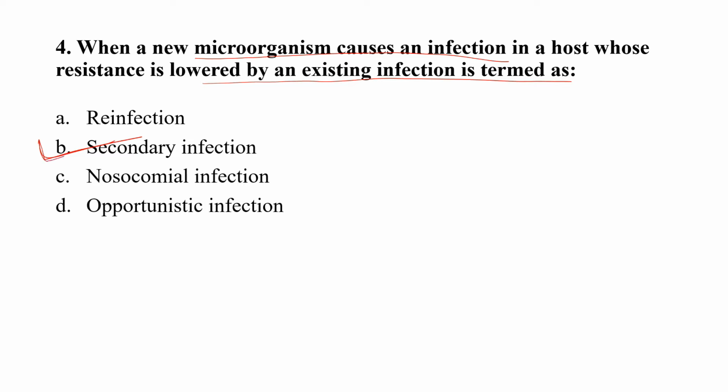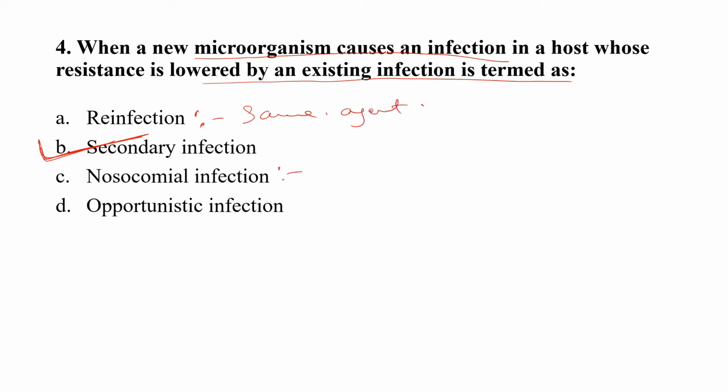Secondary infection is the type of infection in which a new organism causes infection to the host who's already infected by other organisms. Reinfection means it's a type of secondary infection caused by the same organism or same type of agent.